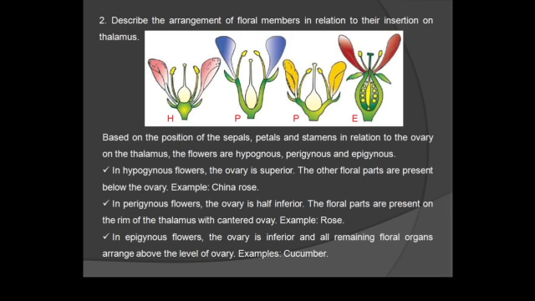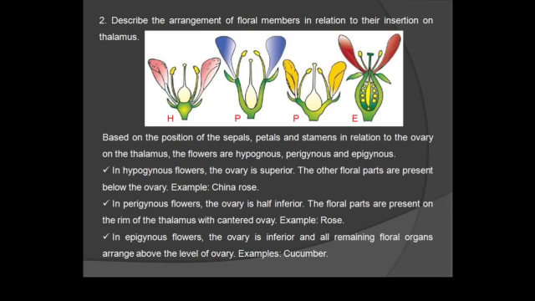In a hypogynous flower, the ovary is superior, and the other floral parts are present below the ovary. The ovary is superior, and below it we find the remaining floral organs. For example, it is observed in China rose. The second type is the perigynous flower. In a perigynous flower, the ovary is half inferior.